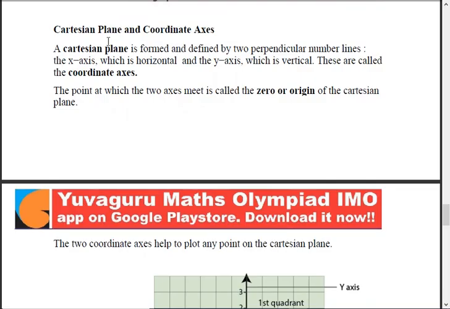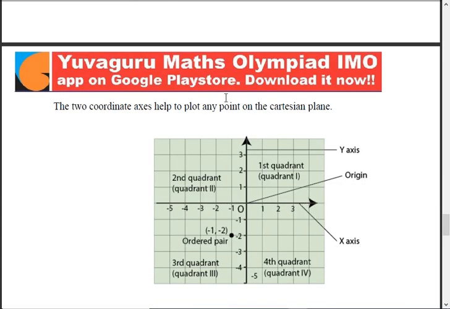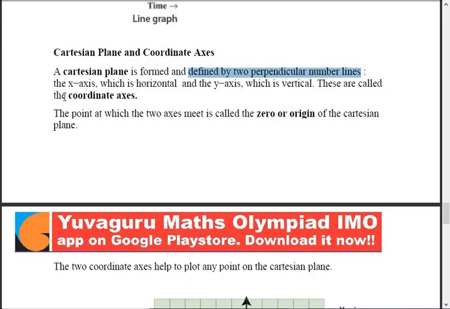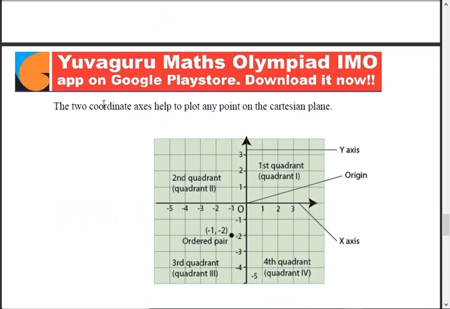So what is the Cartesian plane? The Cartesian plane is formed and defined by two perpendicular number lines, the x-axis and the y-axis. Just now we said, see this, x-axis and y-axis, and this is known as the origin. These are called the quadrants: first, second, third, fourth. See the cycle of going, it's always anti-clockwise: first, second, third and fourth. The x and y axes are called coordinate axes, and the point where the two axes meet is called zero or the origin. The two coordinate axes help plot any point in the Cartesian plane, meaning any point in this plane.